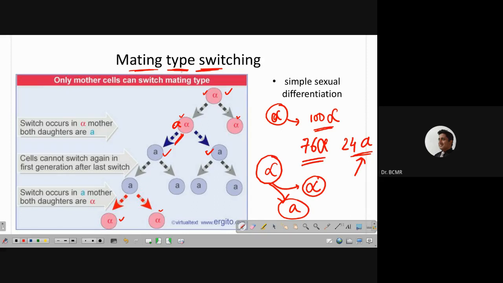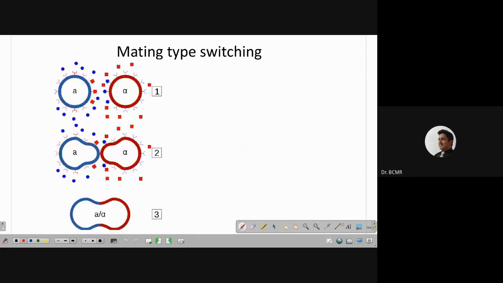It will be a good idea if you can watch some animations of homologous recombination. You can also try YouTube. It's an interesting phenomenon to understand how mating type switching happens, and it has to do with homologous recombination. We will discuss that in the next class.